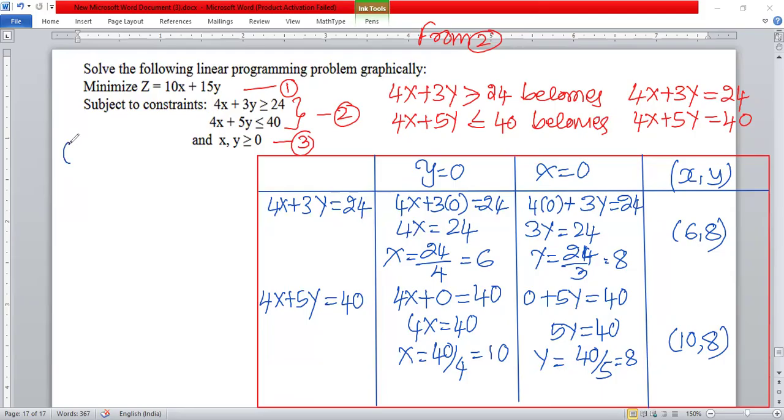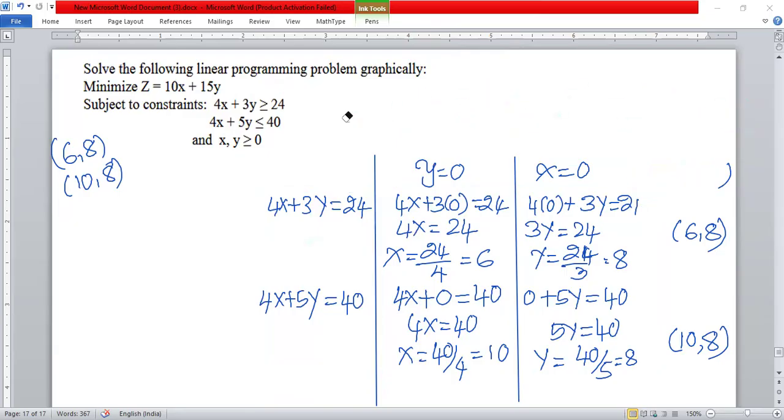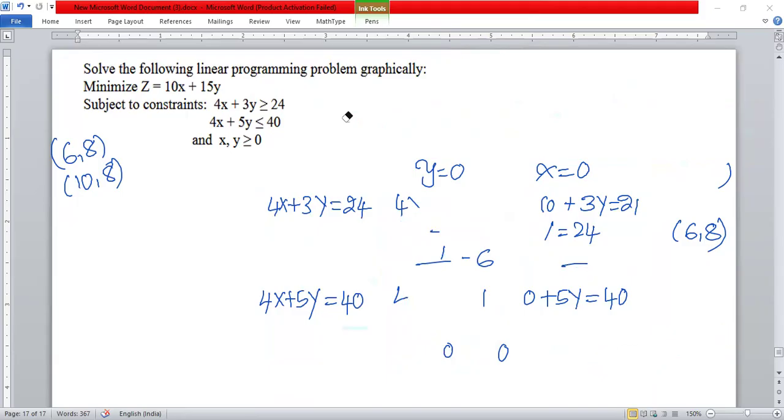So we have a 2-point table: first equation 6 comma 8, second equation 10 comma 8. So this is the second step to draw the graph. So we have the axis points: equation number 1, 6 comma 8; equation number 2, 10 comma 8. Now draw x and y axis.